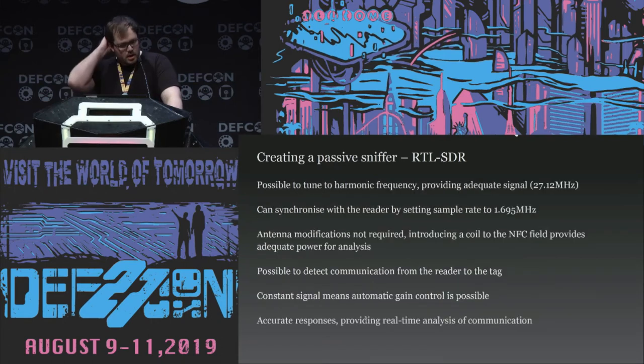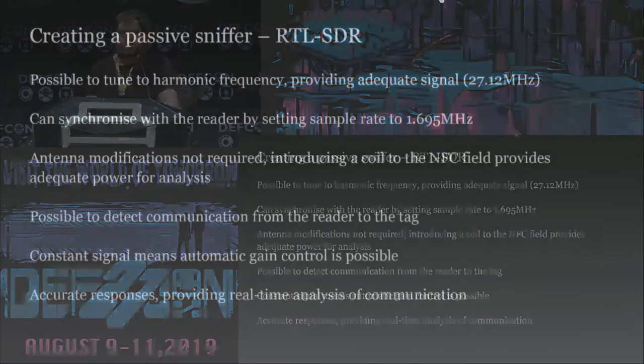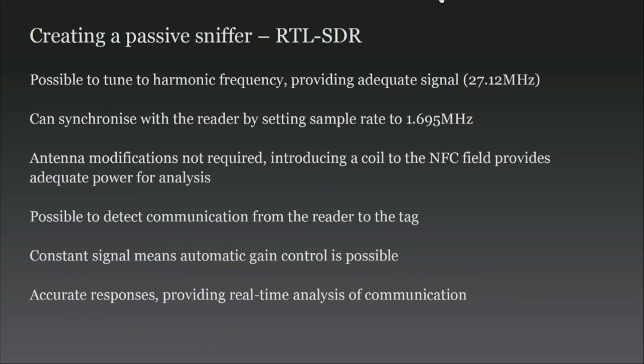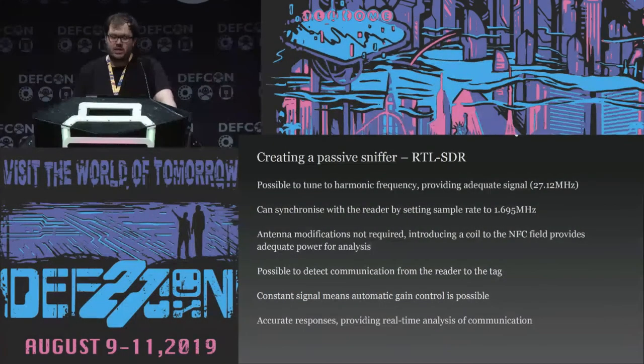So what I ended up doing is, because I couldn't tune down to 13.56 megahertz, because the range was 25 megahertz to 1700 megahertz, I tuned to 27.12 megahertz, which is a harmonic value of 13.56. As long as I had a coil within the vicinity of the reader or a tag within the vicinity of the reader, the power throughput was enough that I could analyze the communication from the reader using this methodology. And by setting the sample rate to double what it should be, I could still get the correct sampling for what I was trying to communicate with.